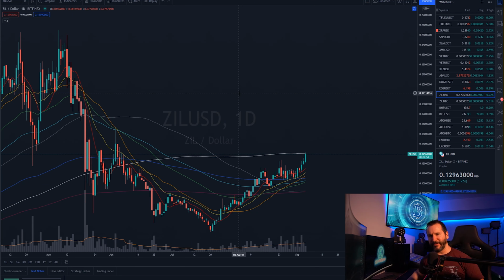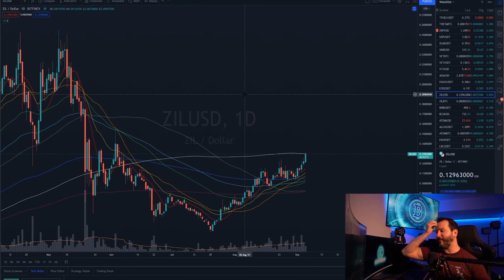And here we have Zilliqa up on the daily chart in TradingView, ZIL versus USD on the daily.